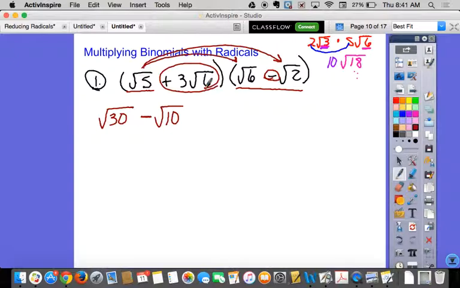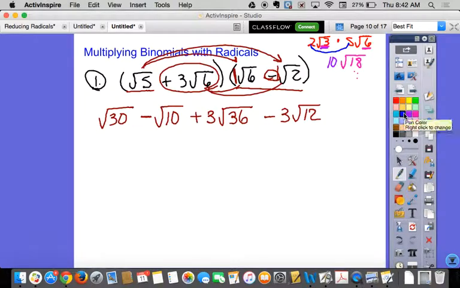So let's see here. The 3 is times this 1 out here. So you're going to get a plus 3, and then underneath will be the square root of 36. For right now, just write that so that you can keep processing. So that was that one. And then we're going to have positive times negative is negative. 3 times 1 is 3. Square root of 6 times square root of 2 is square root of 12. So you've got the multiplication step done.